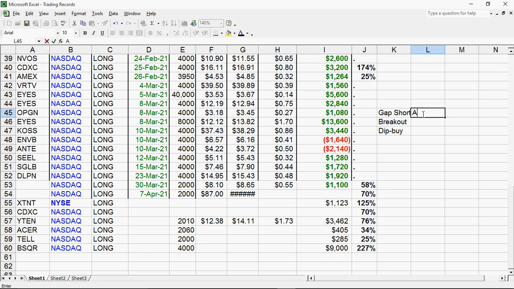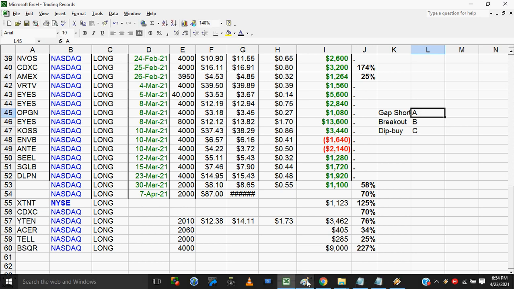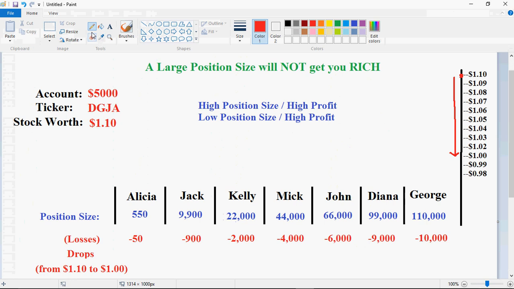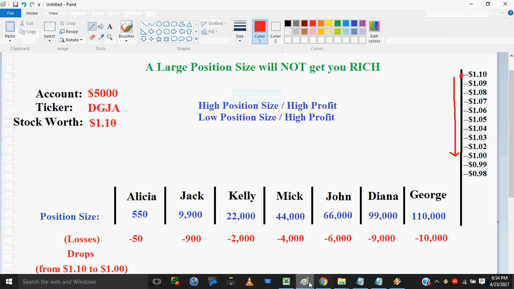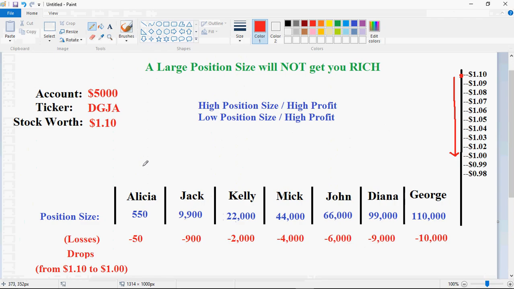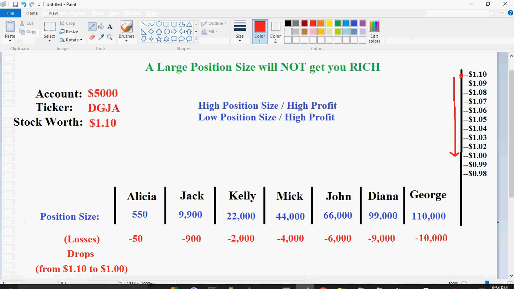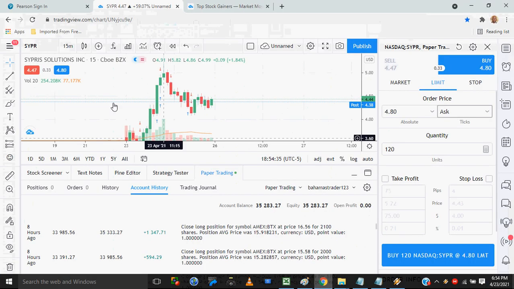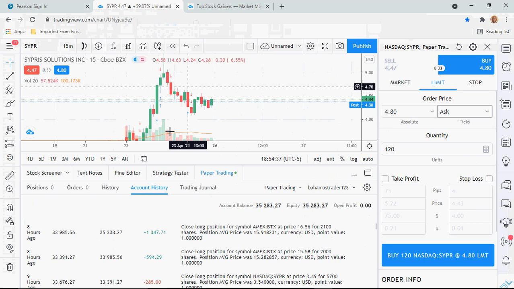Let me explain this a little differently. It's like you see the letter B and the letter C. When you're trading, let's say a gap short, the pattern looks like the letter A. Let me explain what happens. When I enter the ticker in here, I'm looking to see if I see a pattern A.